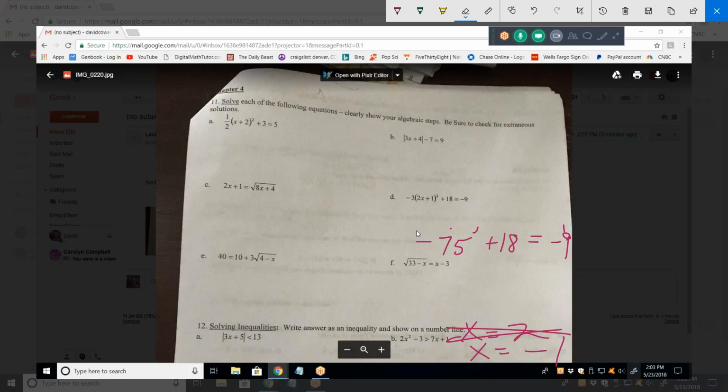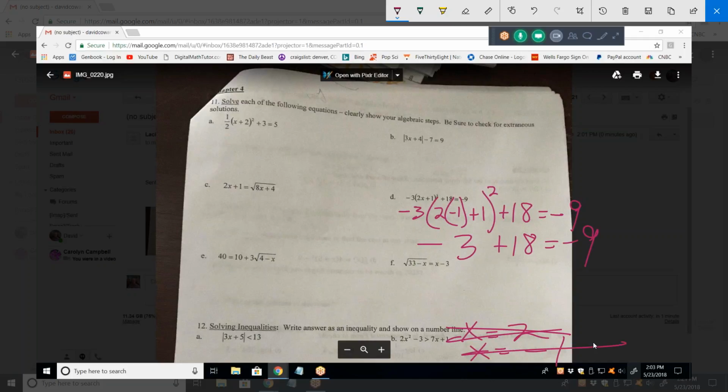Now, I'm a little suspect that we maybe did our arithmetic incorrectly, but if the second solution doesn't work, then we're maybe in trouble. I'm just substituting that number, and then I'm going to do all the math afterwards. Okay, now we have minus 2 plus 1, which is minus 1, squared, which is 1, times minus 3. That becomes minus 3 plus 18 equals minus 9. No, that doesn't work either.